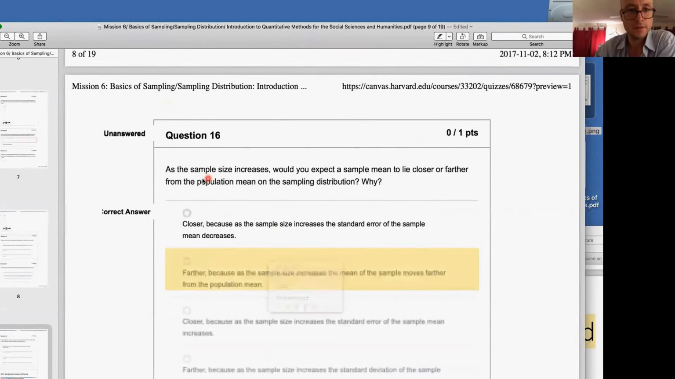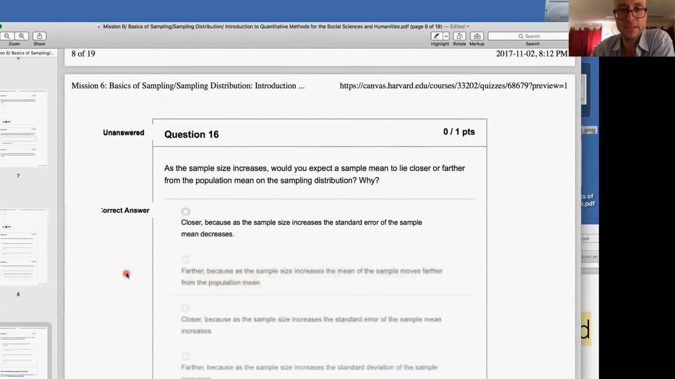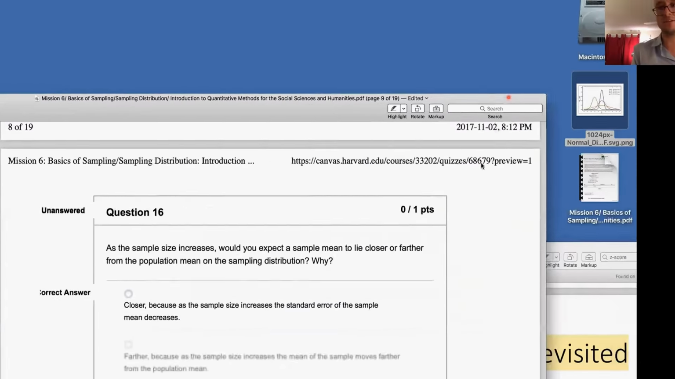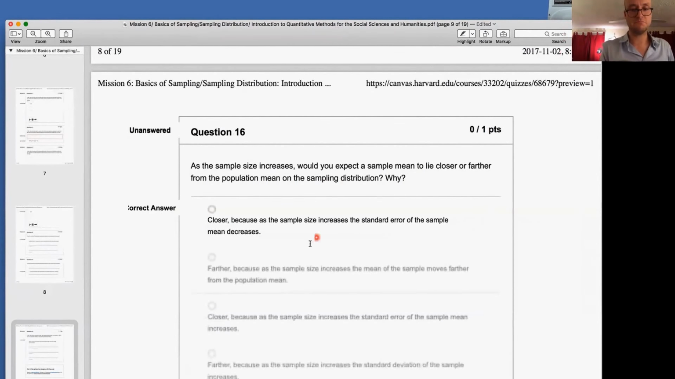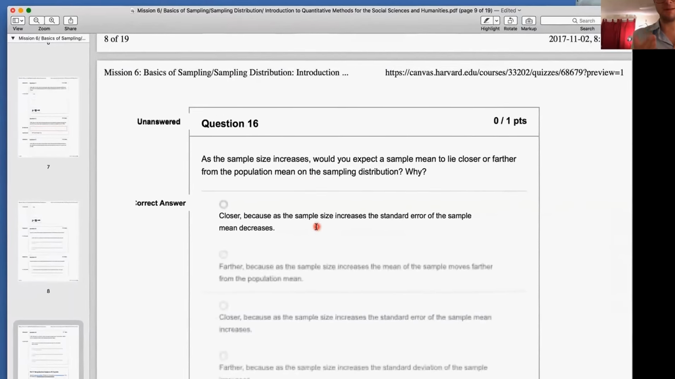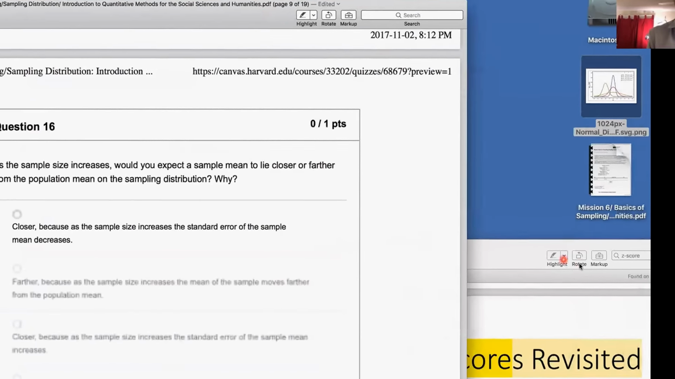So question 16, also worth 1 point. As the sample size increases, would you expect the sample mean to lie closer or farther from the population mean of the sampling distribution? Well, we'd expect it to be closer, because as the sample size increases, the standard error of the sample mean decreases. In other words, taking sigma as a measure of the standard error, as an estimate of sampling variability, you're basically showing that the bell curve narrows.